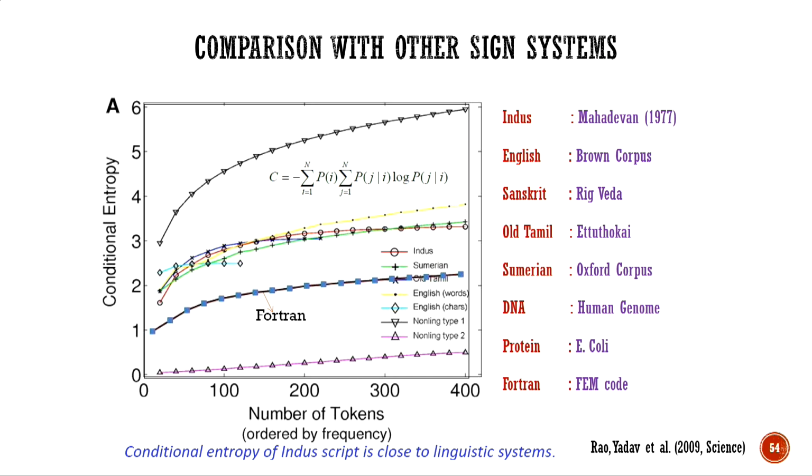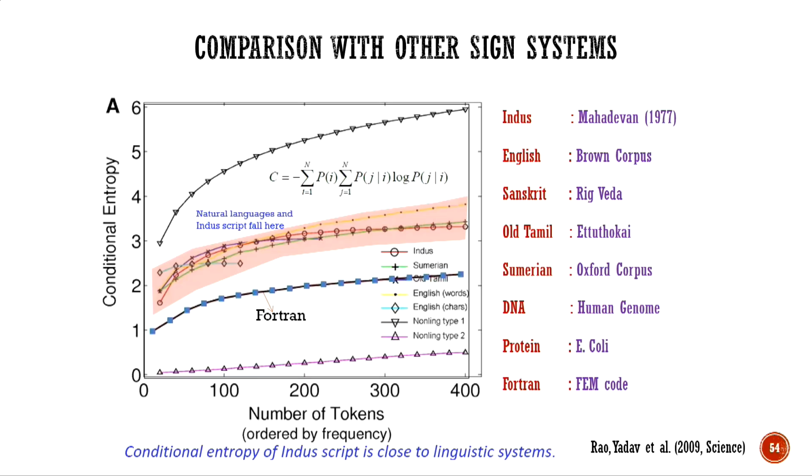Okay, so the conditional entropy is on the y-axis and the number of tokens on the x-axis. You can see there are two controls also shown over here. The one on the top stands for the random, where there is an extreme amount of flexibility. The one at the bottom is very rigid. Now you can see the Indus sits in this band, which is mostly taken up by the linguistic systems. The computer language Fortran curve was somewhere here, and DNA and the music, etc., but here they're not shown actually.